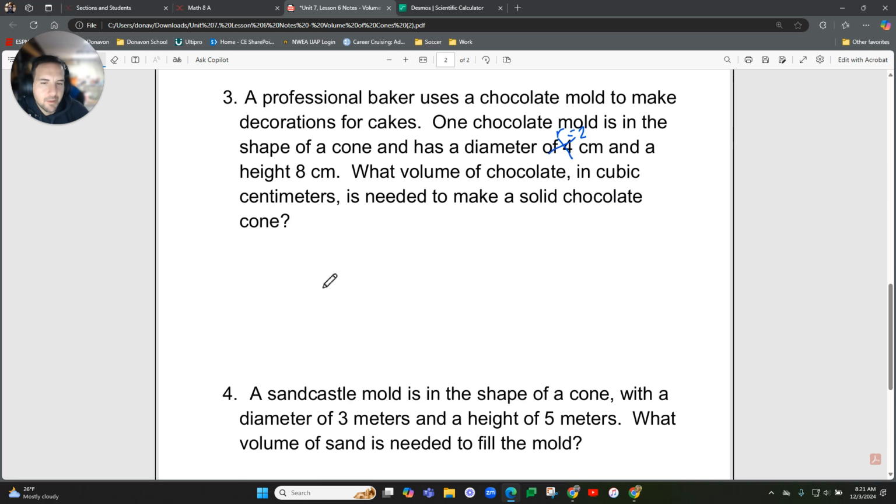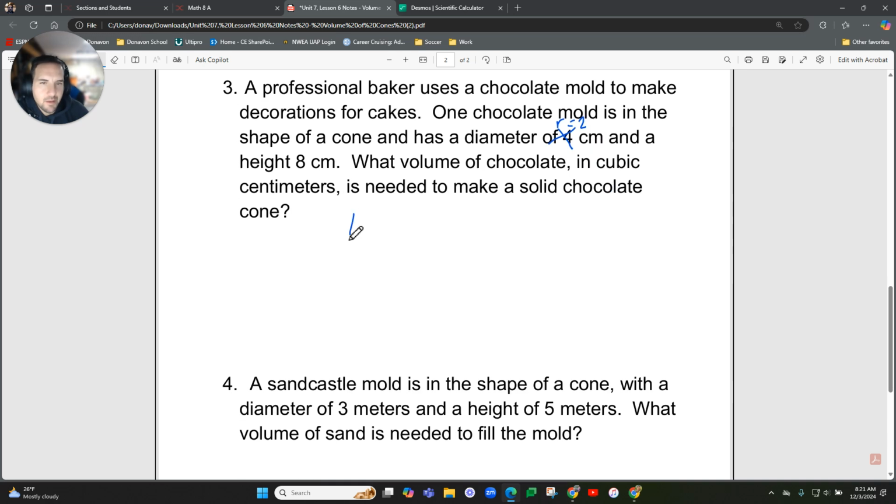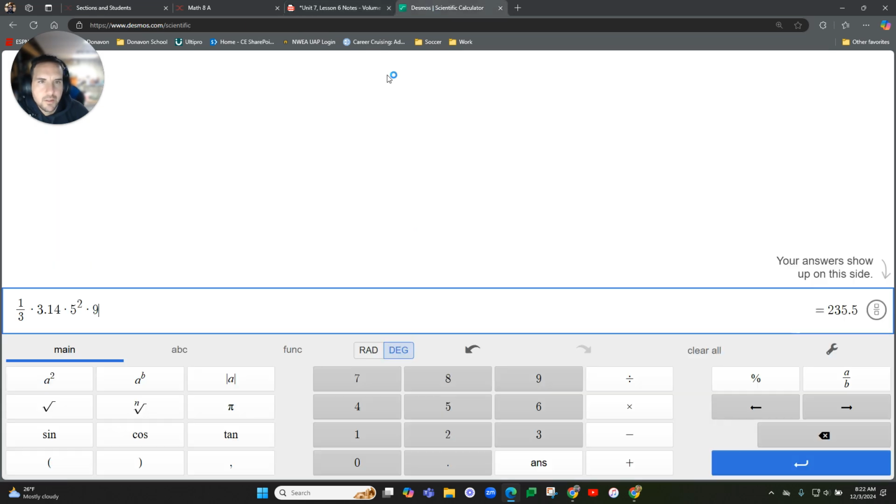Okay, and I'm gonna rewrite the formula. You don't have to do this every time. So the formula is 1/3 times pi times the radius squared, so that's 2 squared, times the height, which is 8. So again, the only numbers that we need to change in Desmos are the 2 for the radius and 8 for the height. So we're going to go in here, change the radius part of the equation to 2 and the height to 8.